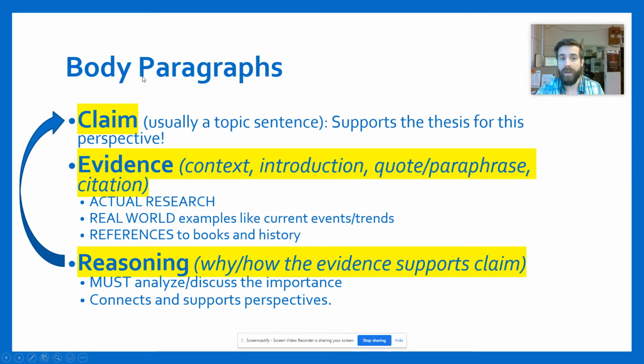All right, so then we get into those body paragraphs explaining these three pieces and parts. And body paragraphs, again, are going to look really, really similar. Each body paragraph is going to start off with a claim, usually a topic sentence that connects to the thesis. We're going to provide evidence, and when I say evidence, I mean context for the evidence, an introduction to the evidence, a quote or a paraphrase, and a proper citation, right?